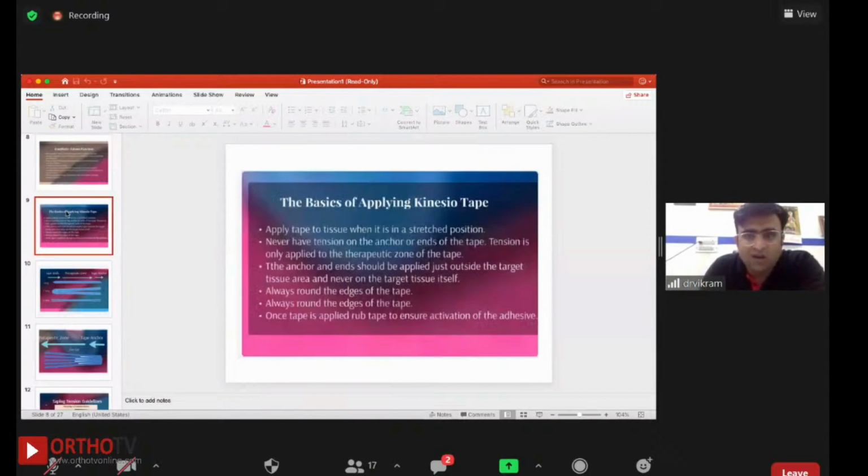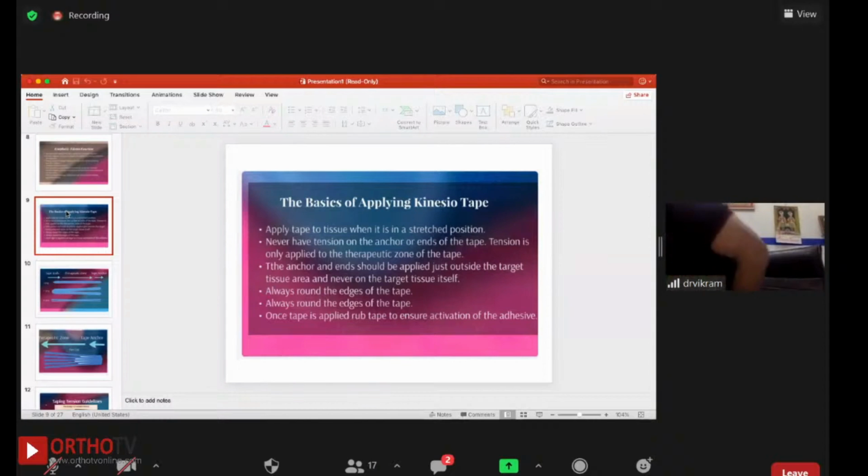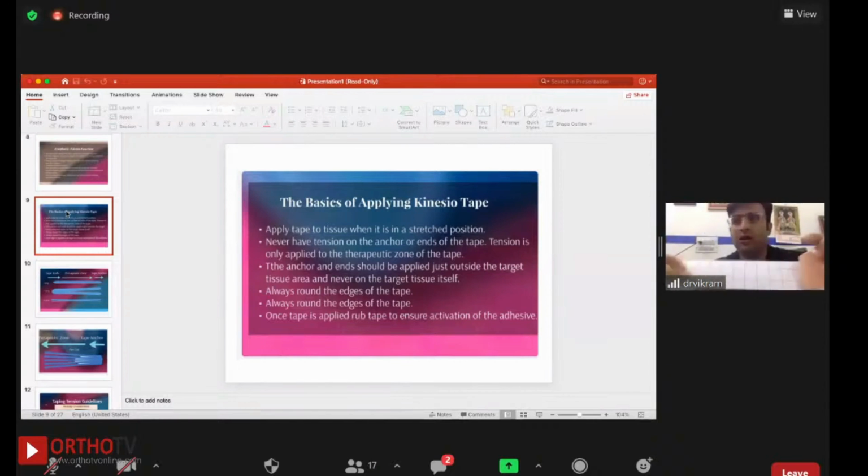What are the basics of applying Kinesio tape? I will show you the tapes. This is a normal tape, what we use. This is a practice tape which I am showing you.